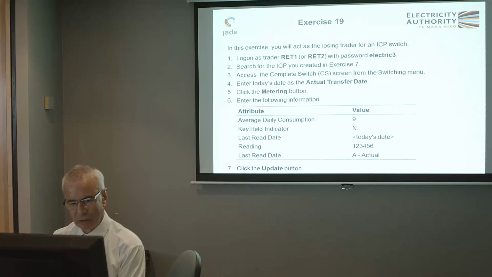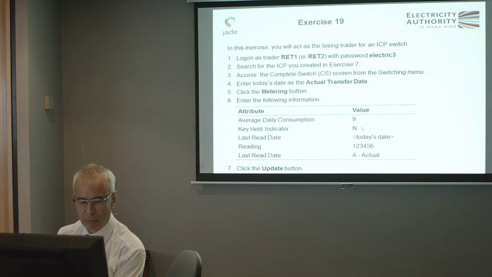So for that exercise, you'd log on as the losing trader, search for the ICP, access the complete switch screen from the switching menu, enter in the actual transfer date, click that metering button, and then you have to supply some information. Now this is the key held indicator, whether you're holding a key to the premises. The last read date and the reading, and whether it's an actual reading or whether it's an estimate. Then you click the update button and that would complete the switch.